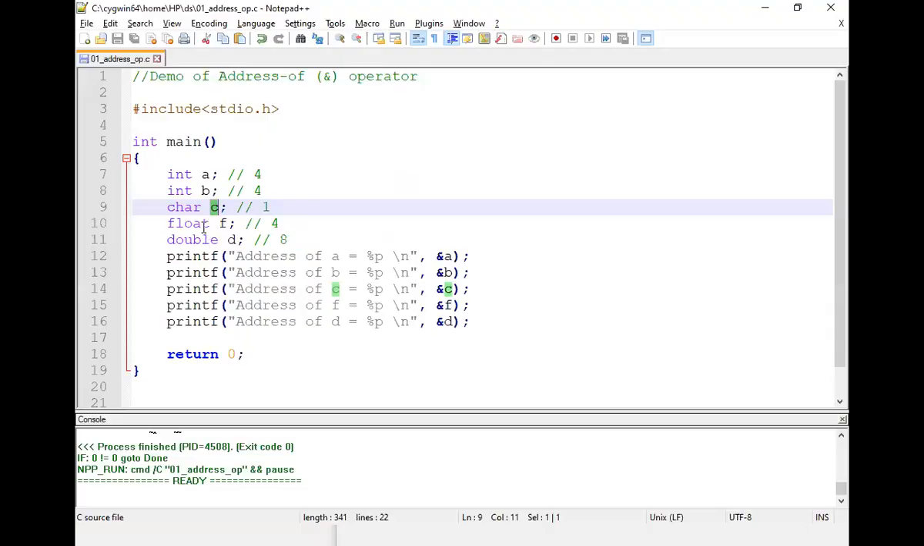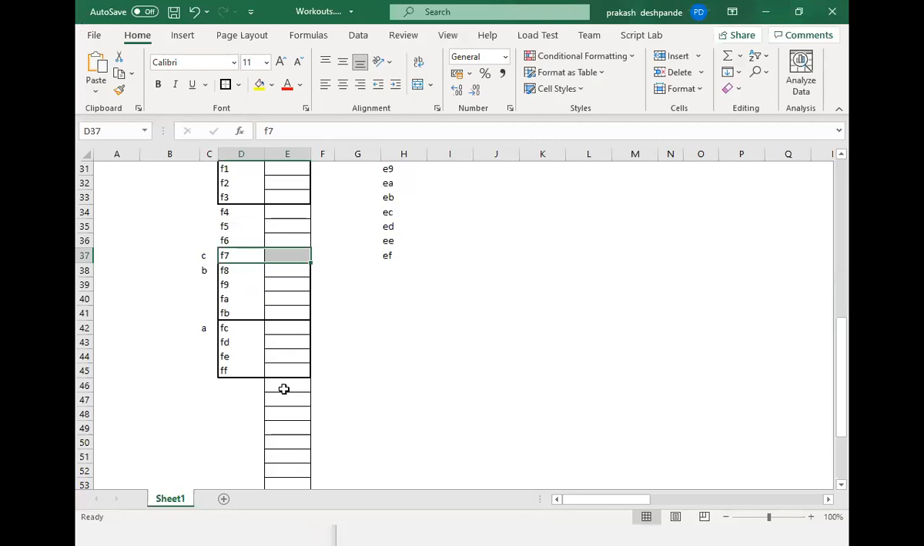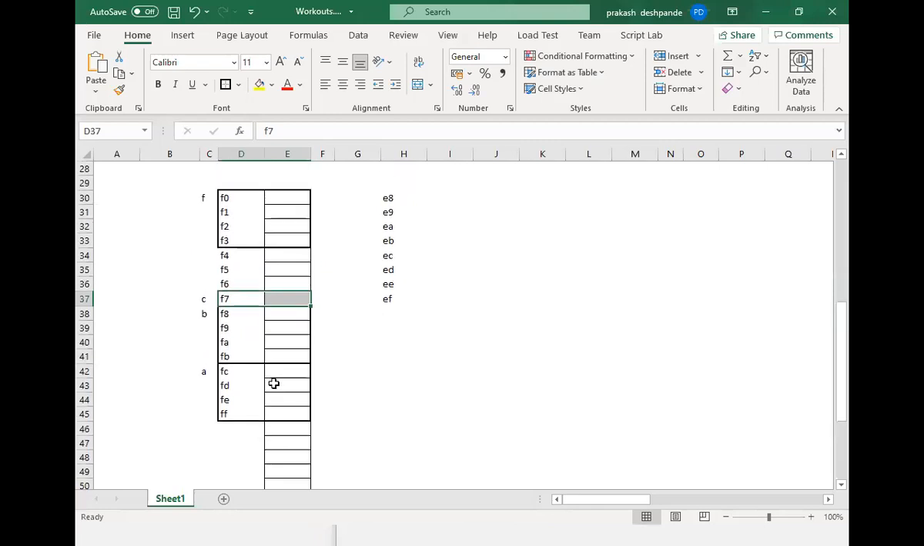Then next we have declared F. F requires 4, right? Now, surprisingly, the computer did not allocate F6, F5, F4, F3. It did not allocate from F3 to F6. Rather, it has started from F0 to F3. It has left these 3 particular bytes empty.